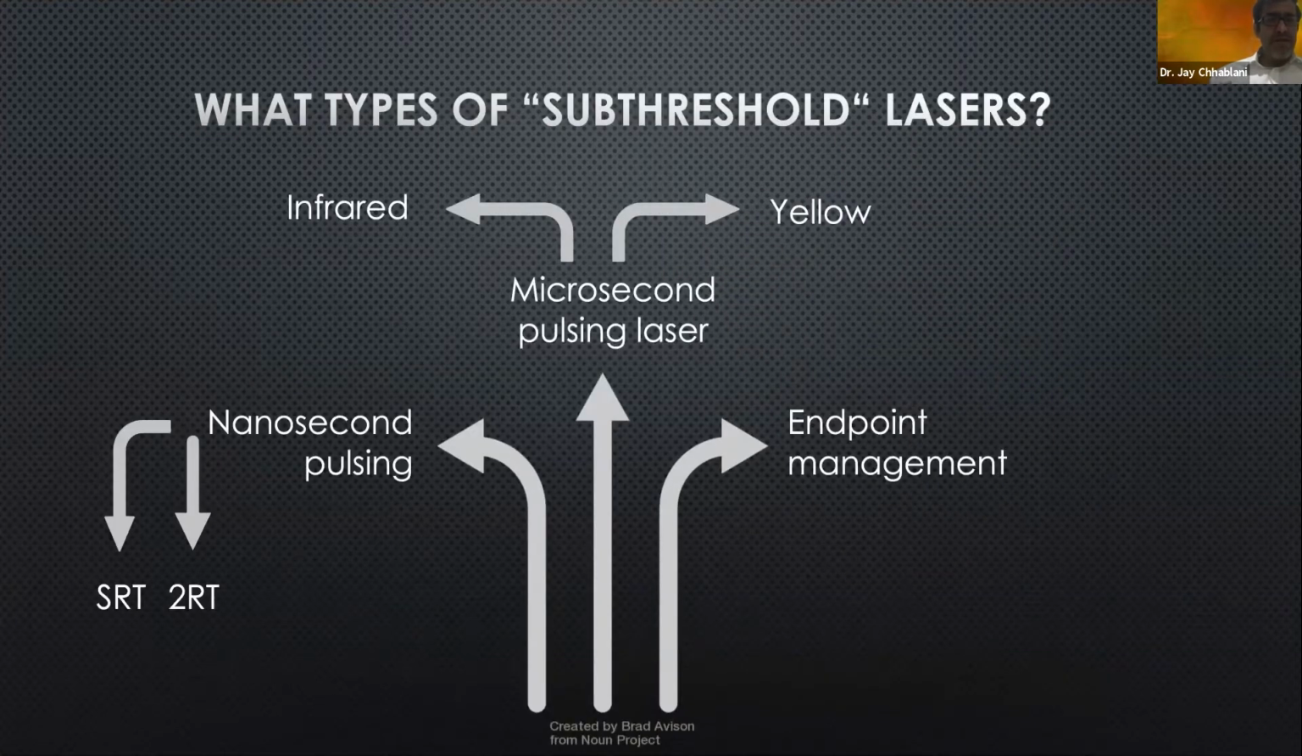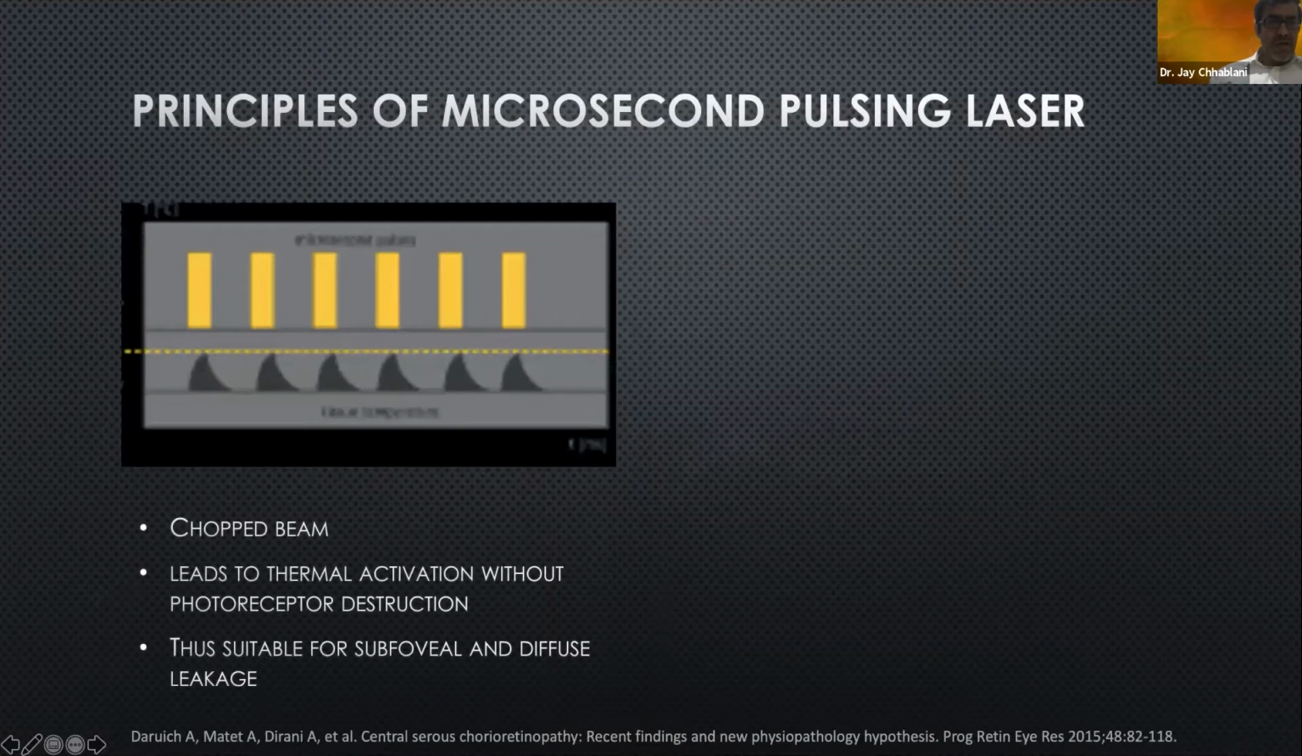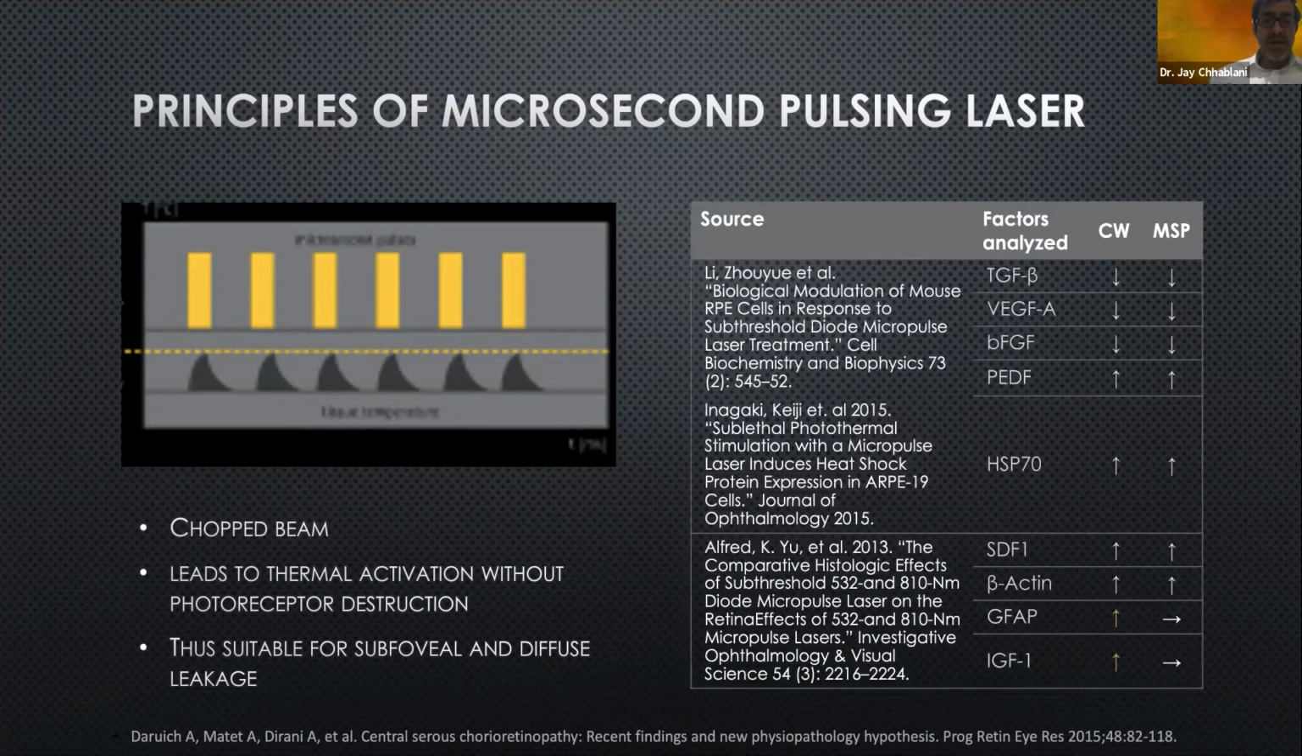What type of subthreshold lasers are present? You can have an infrared, yellow laser, endpoint management by Pascal, or now we have a nanosecond pulsing laser, which talks about SRT or 2SRT, where they have looked at AMD data using this laser. So I'm not getting into the details of the principles of microsecond laser because Lihteh's talk clearly described it, but this is a chopped beam which talks to thermal activation without causing any photoreceptor destruction. But more importantly, there have been some studies where they showed that there is a change in various biomarkers, particularly the heat shock protein, which changes after the subthreshold laser. And that is where the approach of subthreshold laser is useful.